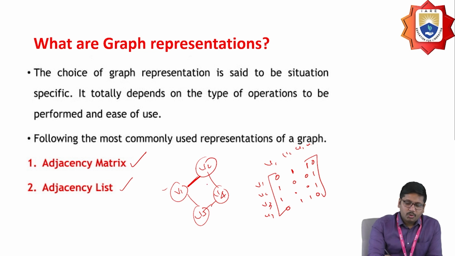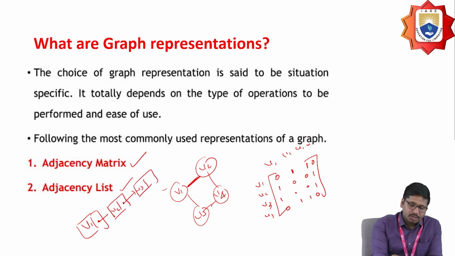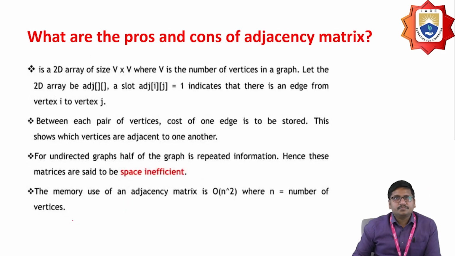Similarly, if I represent the adjacency list, the vertices connected to V1 are V2 and V3. Like this, I can represent it. This is the representation of the adjacency list.